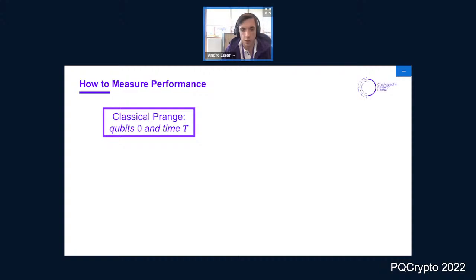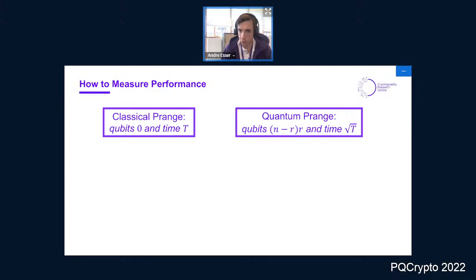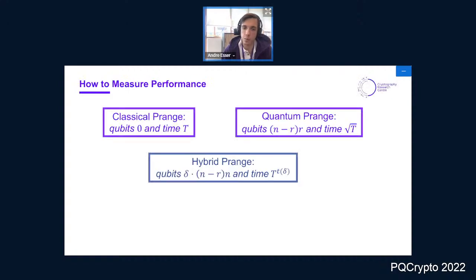Well, our trade-off should interpolate between the classical Prange, which works with 0 qubits and time complexity of T, and the quantum version, which we've seen works with (n − r) times r qubits and a running time of square root of T. And then we want to interpolate between both endpoints via the hybrid version, which works with delta times (n − r) times r qubits. So delta is smaller than 1 here in the optimal case, and time complexity of T to the t of delta. Let's quickly check that both endpoints fall into this model.